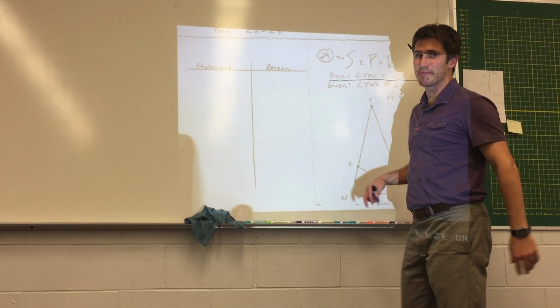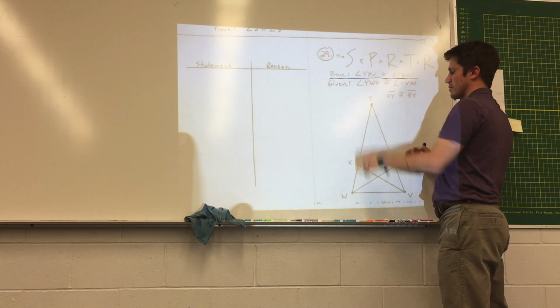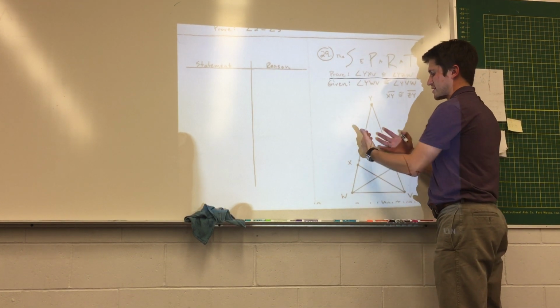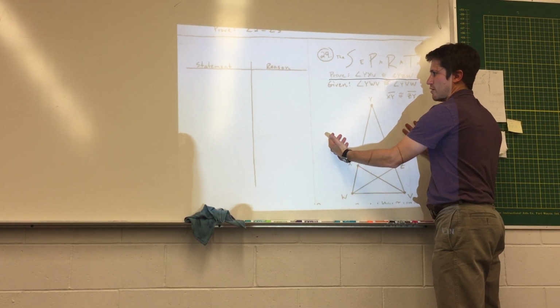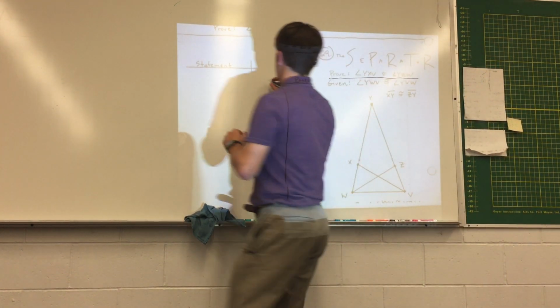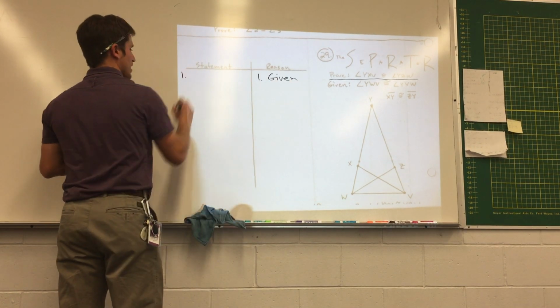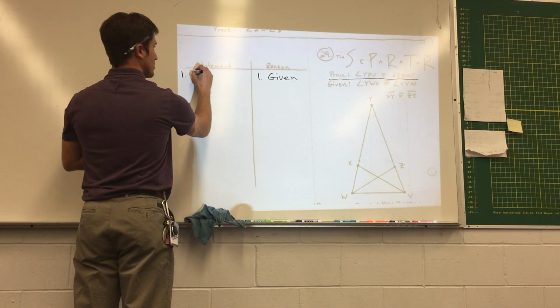This proof is called the separator. It's dealing with overlapping triangles. It's called the separator though because our game plan is going to be to separate the triangles out, then try to prove what we want to prove. Okay, so write in your given information first, and go ahead and mark it on your picture.